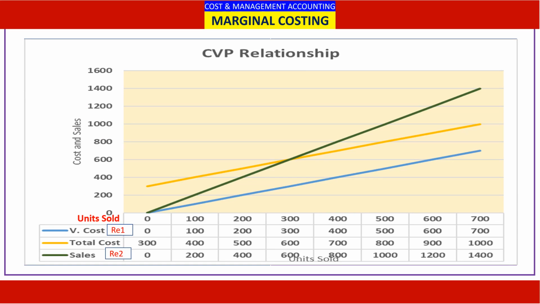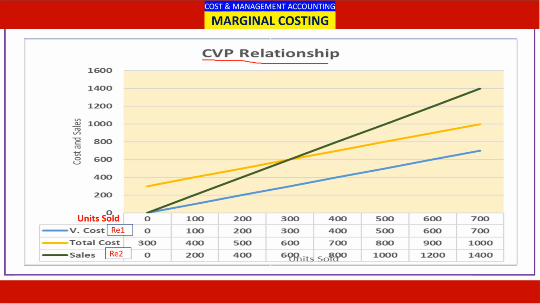Marginal costing talks of a special concept called CVP relationship, cost, volume and profit relationship. The entire exercise is aimed at establishing a relationship between the volume, the variable cost and fixed cost, and the amount of profit which we are going to earn. Now this is easy to understand from a graph. Let us take an illustration to understand it better.